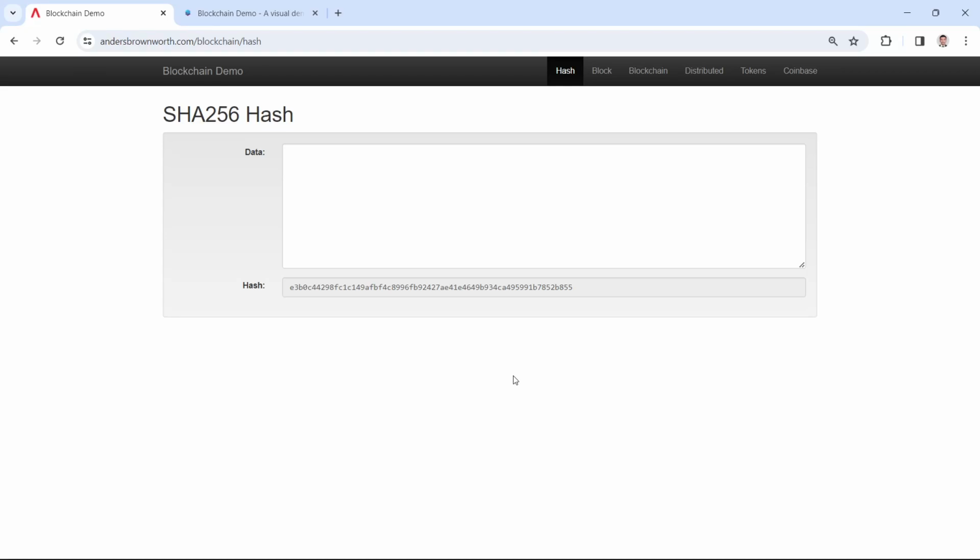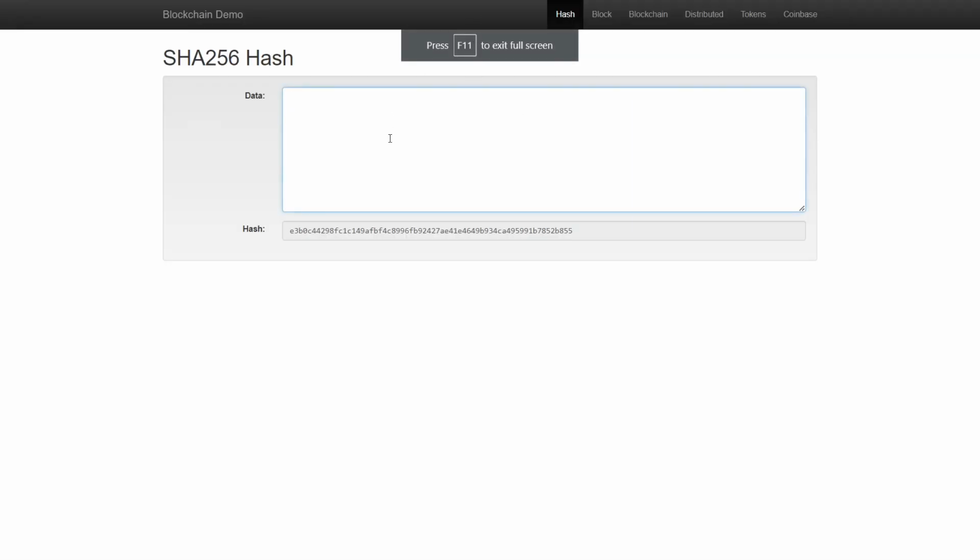Okay, the security of blockchain strongly relies on SHA-256 or hash functions. This is one of the best platforms where you can learn the basic concepts of blockchain, like hashing and how hash relates to the blockchain and blocks. So let's start.